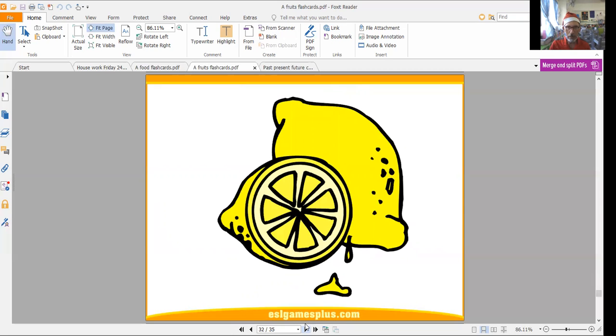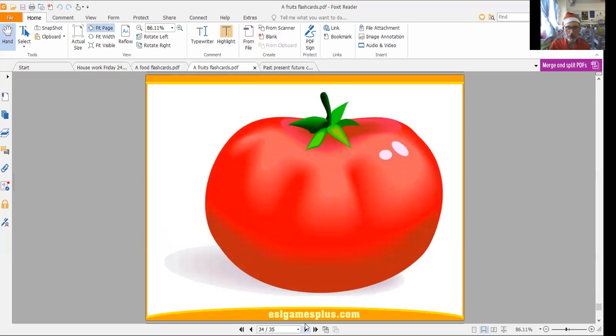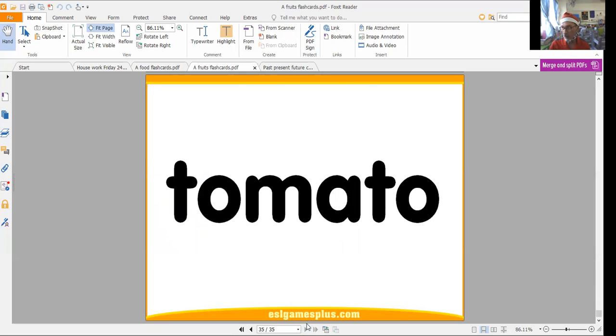Lemon. And tomato. Believe it or not, tomato is fruit. It's not a vegetable. It's fruit. And the last one, durian. Do you like durian? I took it out. Oh, it smells too bad.